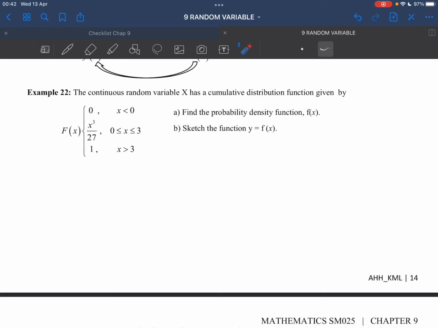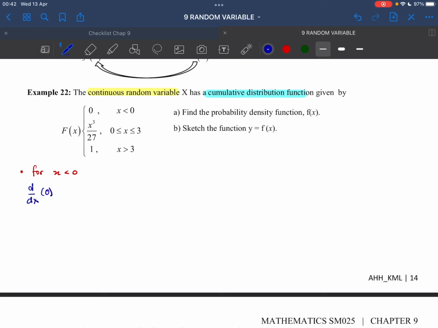So for question A, okay, macam biasa we have CRV, but now the question give us CDF. Okay, maybe there is differentiation involved. The question said find PDF, so obviously will be differentiation. So now what we are going to do is we are going to go one by one. Okay, so the first one, for x less than 0, one by one the range. So remember, from CDF to PDF we have to differentiate. So differentiate d over dx, just take this function here.